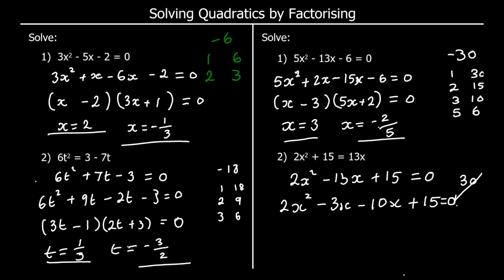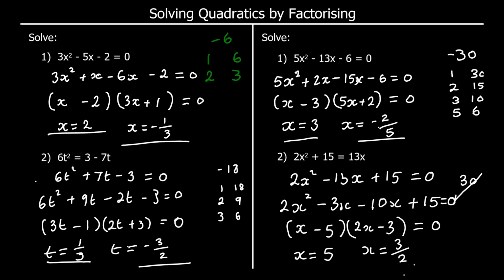So what can I take out of the first two terms? That's just x. And then x times 2x is 2x squared. X times negative 3 is negative 3x. And then negative 5 times 2x is negative 10x. And negative 5 times negative 3 is positive 15. So either x is 5 or x is 3/2.